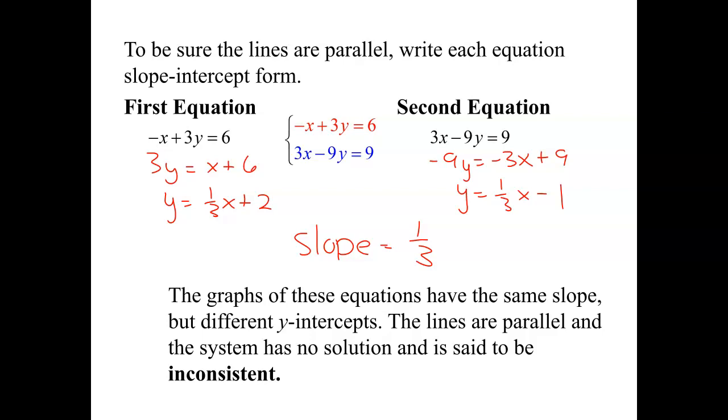Parallel lines never intersect. And if they never intersect, then they can't have a solution. They have to intersect in order to have a solution. We call this an inconsistent system when there is no solution. It's an inconsistent system.